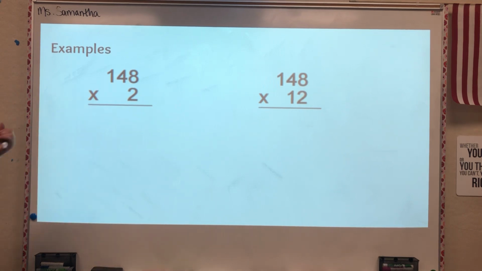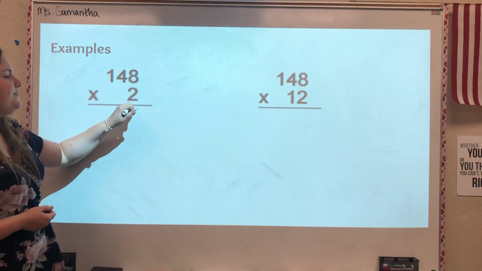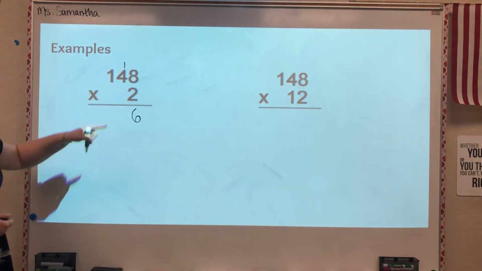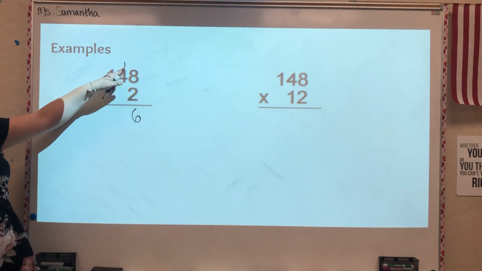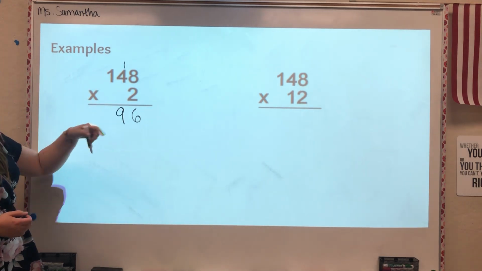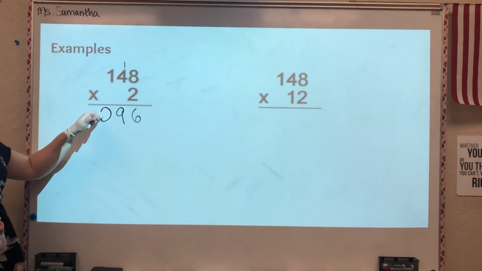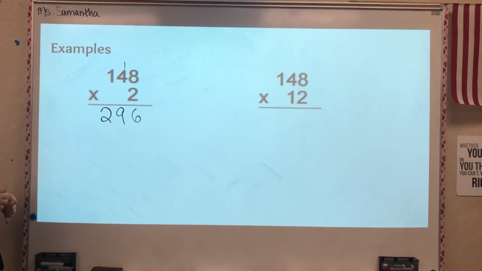Well, here you would say 8 times 2 gives you 16. You could say 4 times 2 is 8, plus that 1 gives you 9. 2 times 1 gives you 2, so you get 296.